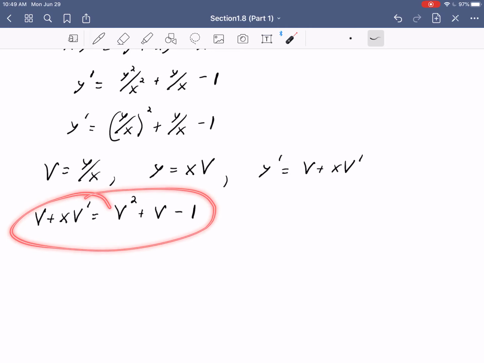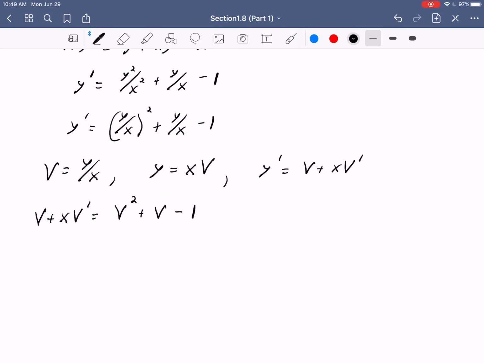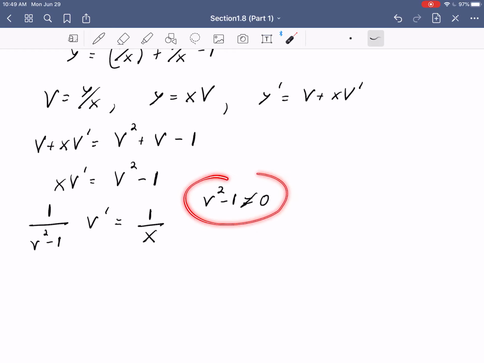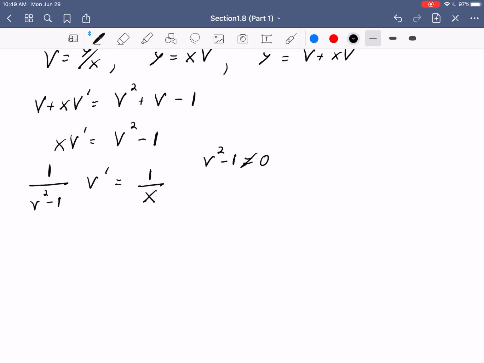This is guaranteed to be separable now, so let's bring the v over and see how to separate. So xv prime is v squared minus 1. Then we can divide this over here and divide this way. So we get 1 over v squared minus 1 v prime is 1 over x. Again, this is the division that we're going to have to be a little cautious about. So that means v squared minus 1 is not supposed to be equal to 0. We will deal with that in just a little bit. For now, though, we'll go ahead and integrate 1 over v squared minus 1 dv and the integral of 1 over x dx there.